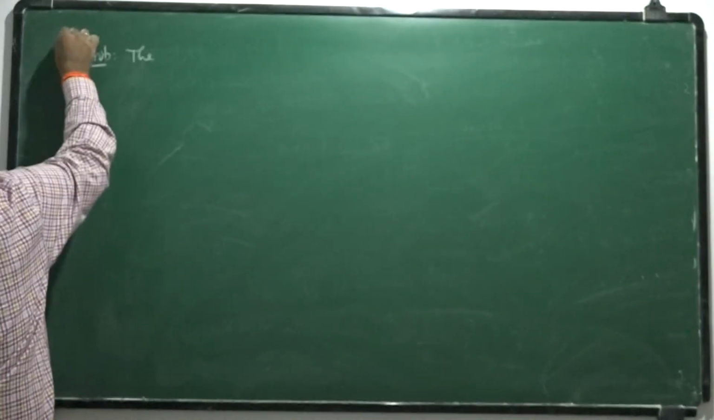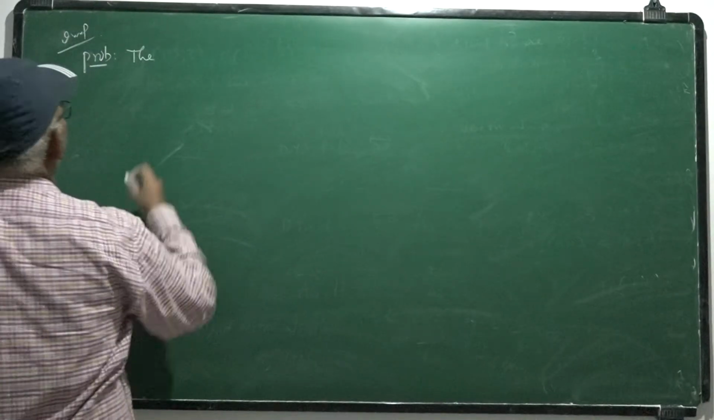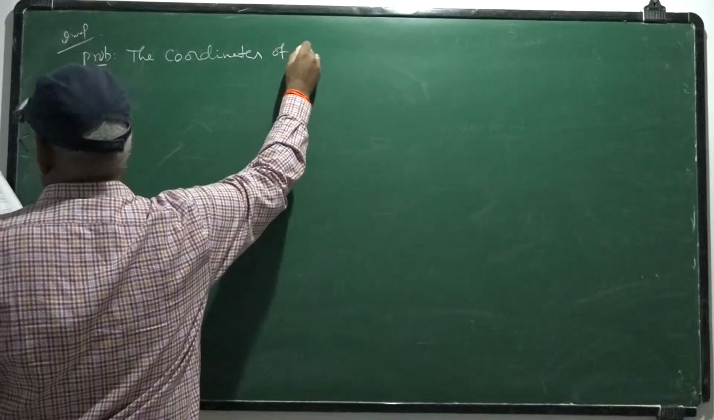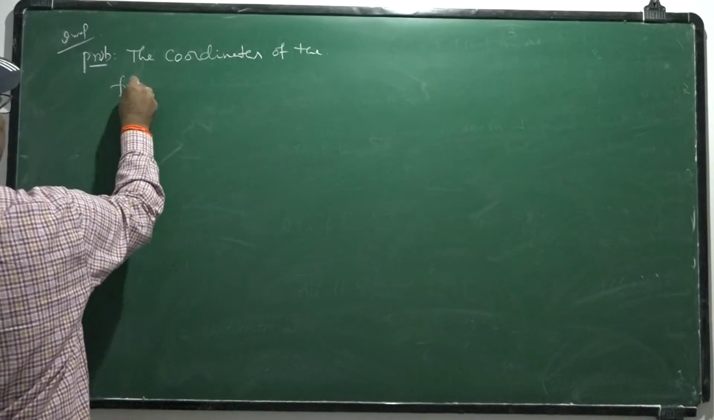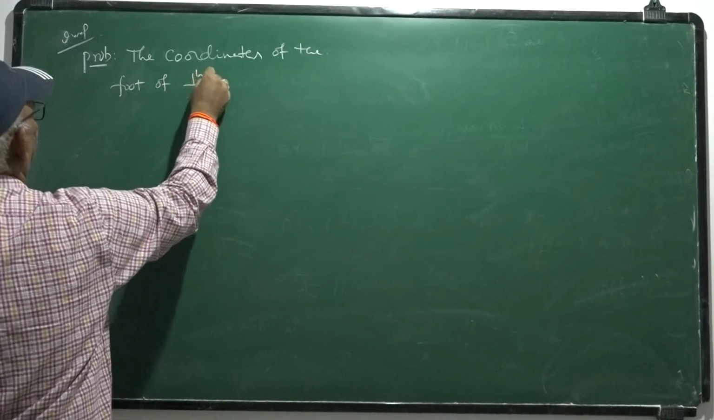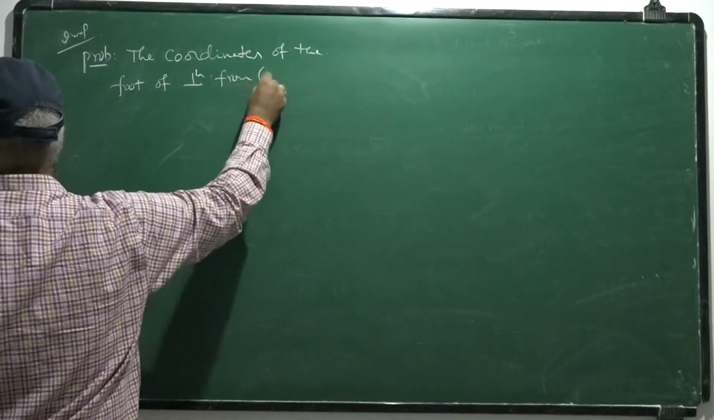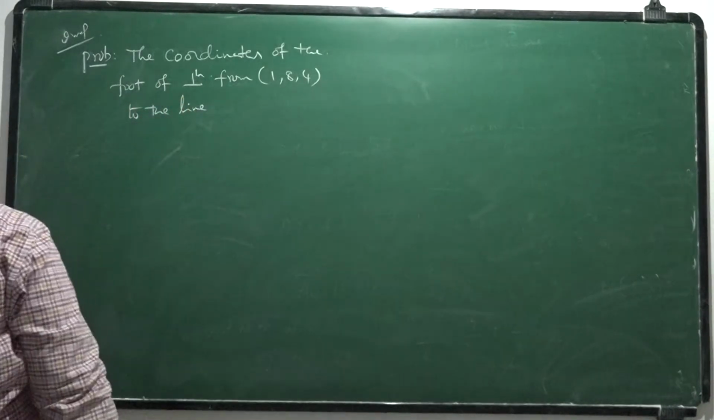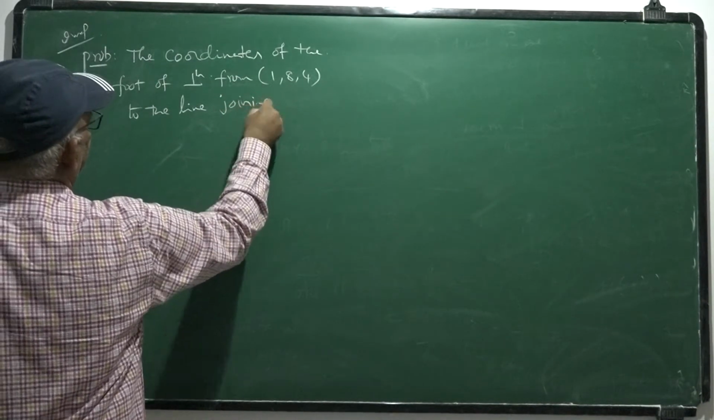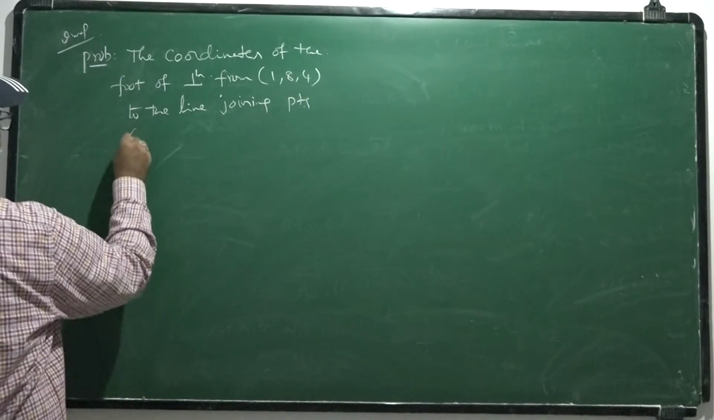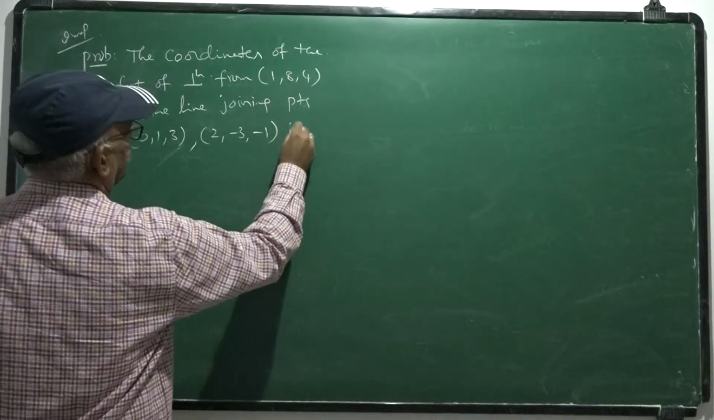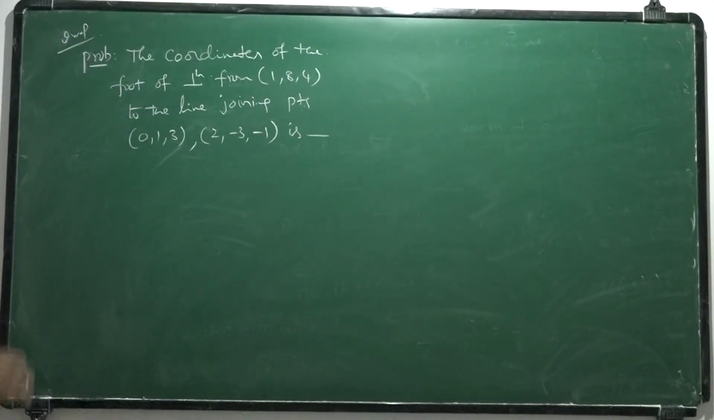This is one important problem. The coordinates of the foot of perpendicular from (1, 8, 4) to the line joining the points (0, 1, 3) and (2, -3, -1) is... Finding the foot of perpendicular from the given point to the line that passes through the given two points.